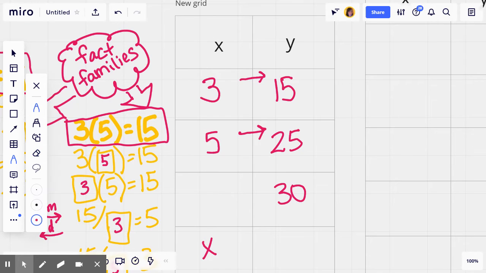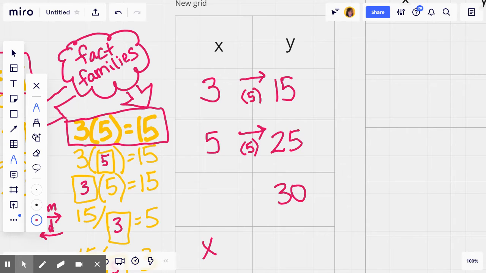Let's think of another possibility. What else might I have done to the 3 to turn it into a 15? There might be a hint right next to this table in gold. Well, another thing that I might have done is I might have multiplied it by 5. Let's see if that rule holds. 5 times 5 is 25. Yep, it is. Yay. Okay, I think we found the rule.